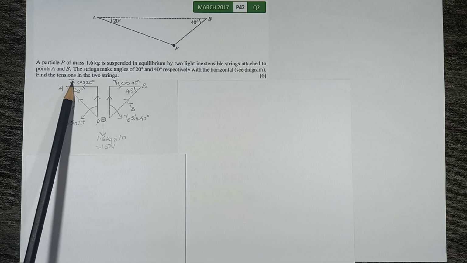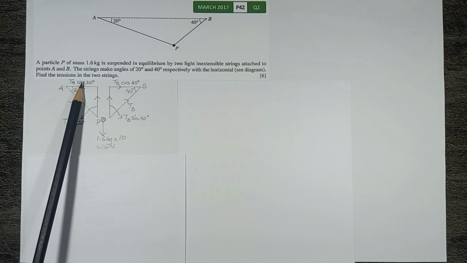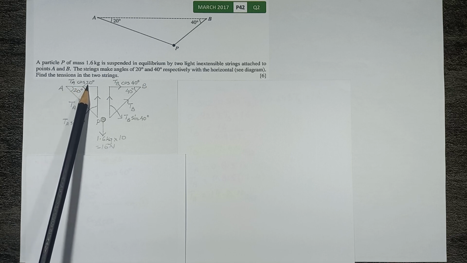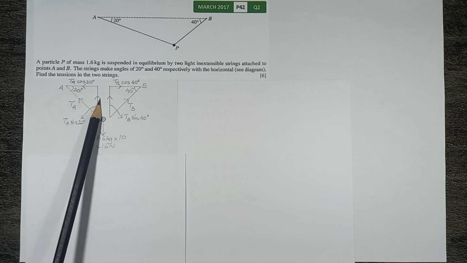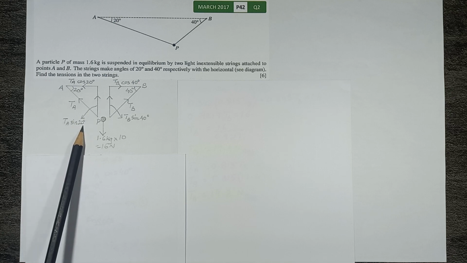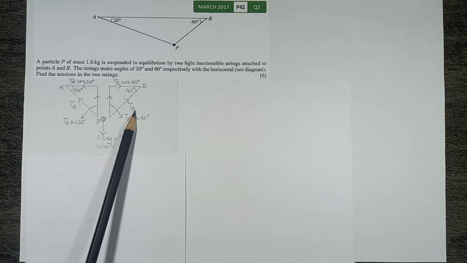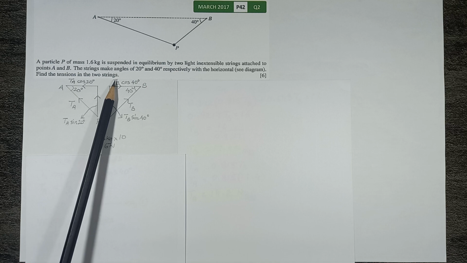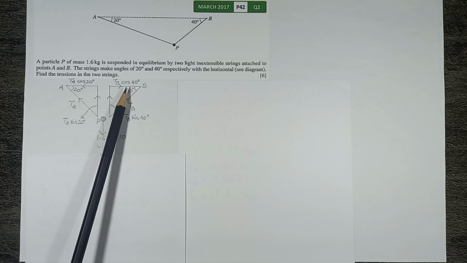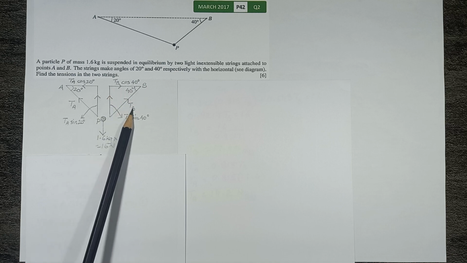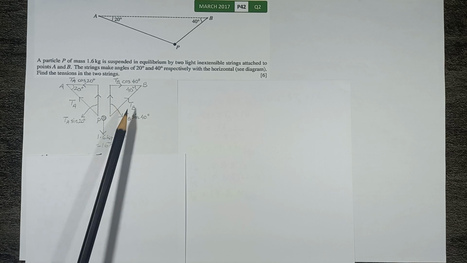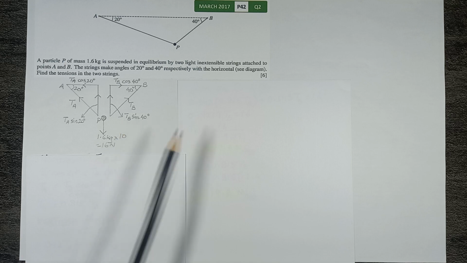The horizontal component, because the 20 degrees is over here, would be the cos component of this force, so this would be TA cos 20, and the opposite side would be TA sine 20 degrees. The same goes over here. This is the tension in B, which we have to find, and the 40 degrees is with the horizontal, so this would be TB cos 40 degrees, the cos component of this force, and this would be the sine component, TB sine 40 degrees.